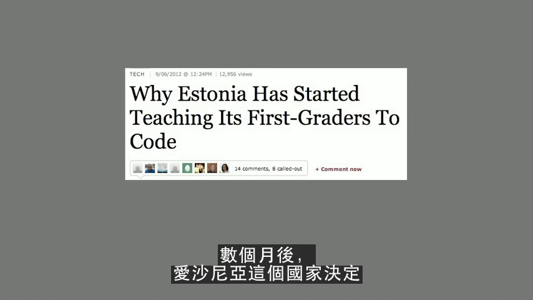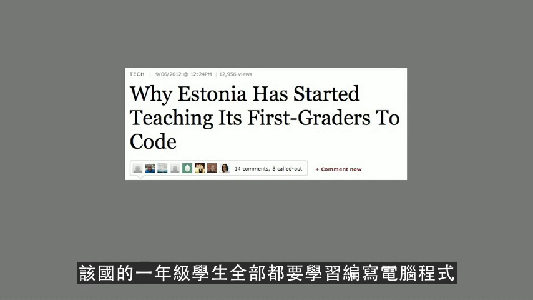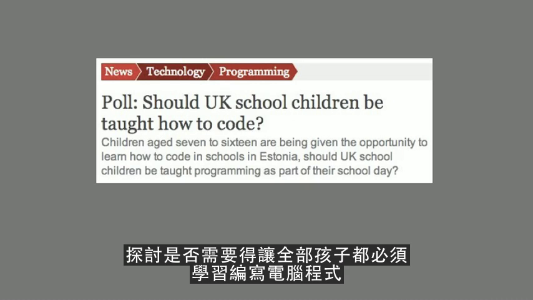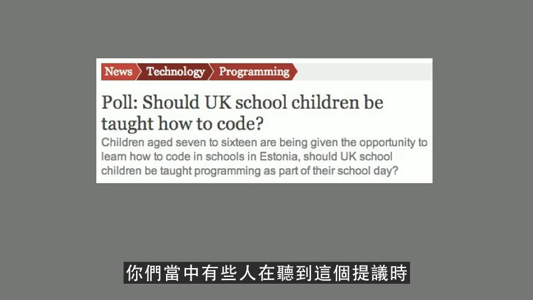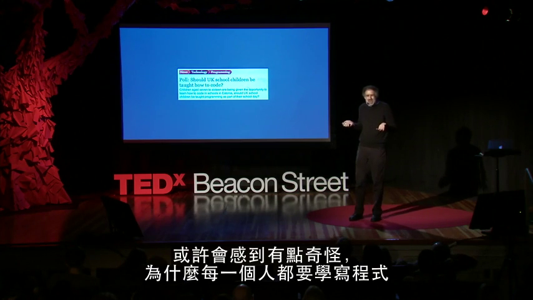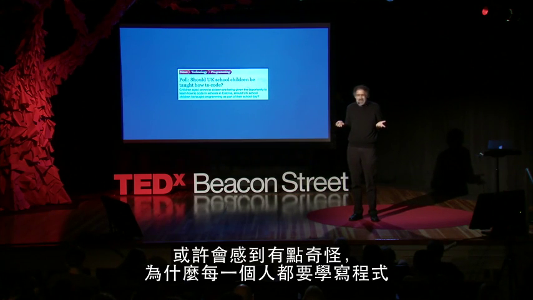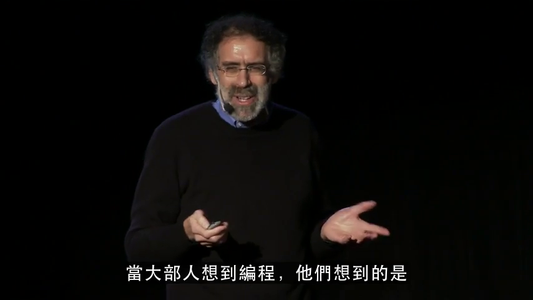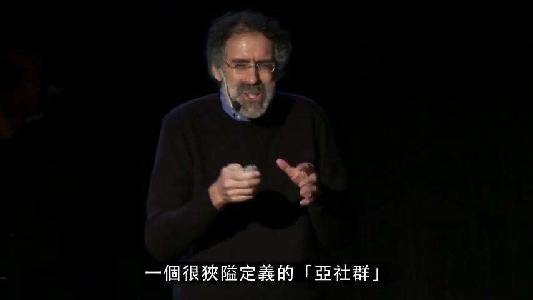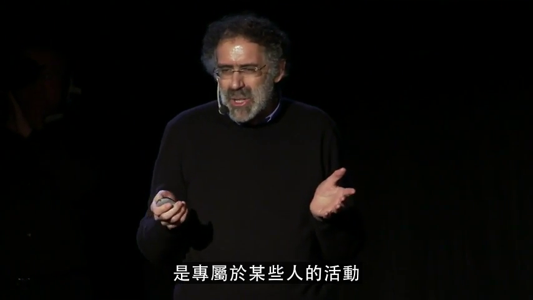A few months later, the country of Estonia decided that all of its first graders should learn to code. And that triggered a debate in the UK about whether all the children there should learn to code. Now, for some of you, when you hear about this, it might seem sort of strange about everybody learning to code. When many people think of coding, they think of it as something that only a very narrow subcommunity of people are going to be doing.